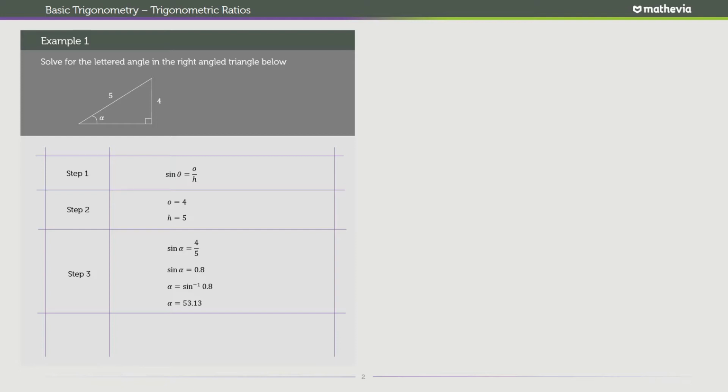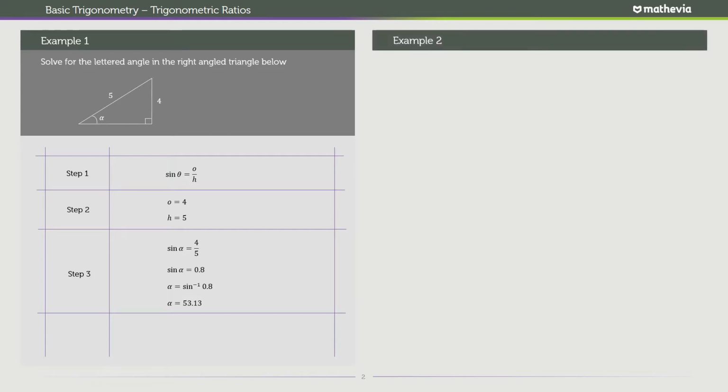In this case we have the opposite and the hypotenuse, which are 4 and 5 respectively. Sine is our trigonometric ratio that relates the opposite and hypotenuse, so sine alpha equals 4 over 5, sine alpha equals 0.8, and alpha is the sine inverse of 0.8. If you find the sine inverse of 0.8 using the calculator, you end up with 53.13 degrees. Very simple. Now let's do another one.